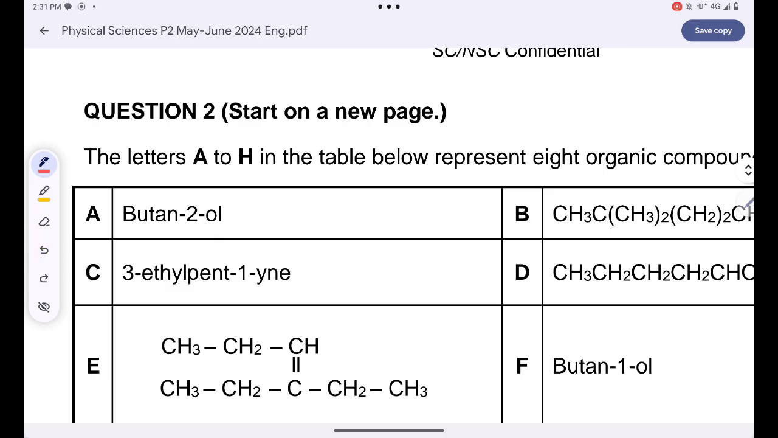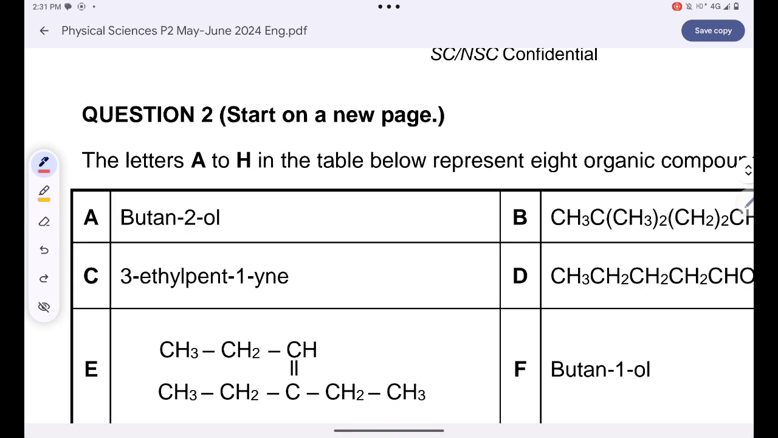Now, the prefix says butane. That simply means that the longest chain has 4 carbons. So I have 1, 2, 3, and 4. And then at carbon number 2, I have my OH group that represents alcohols. Then all I have to do is write down the hydrogens. The homologous series is just an alcohol.